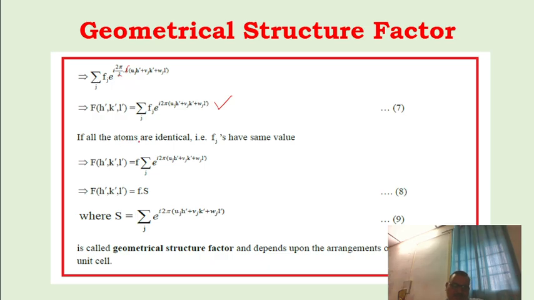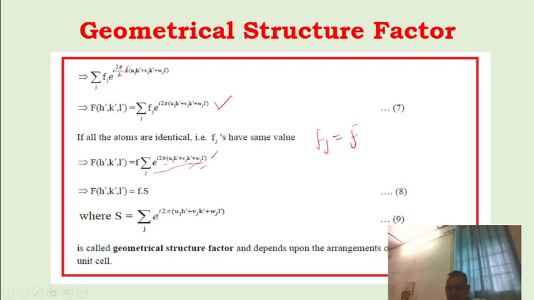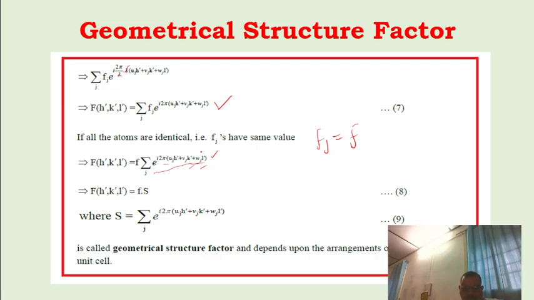If all the atoms are identical, then I can write that the atomic scattering factor for all atoms can be replaced by f. So taking f outside the summation, we have exponential iota 2 pi uj h dash plus vj k dash plus wj l dash. Finally I can write this equation: F h dash k dash l dash equals f times S. I am considering the whole term, this term, equal to S, and this is your f. So finally we have this equation.